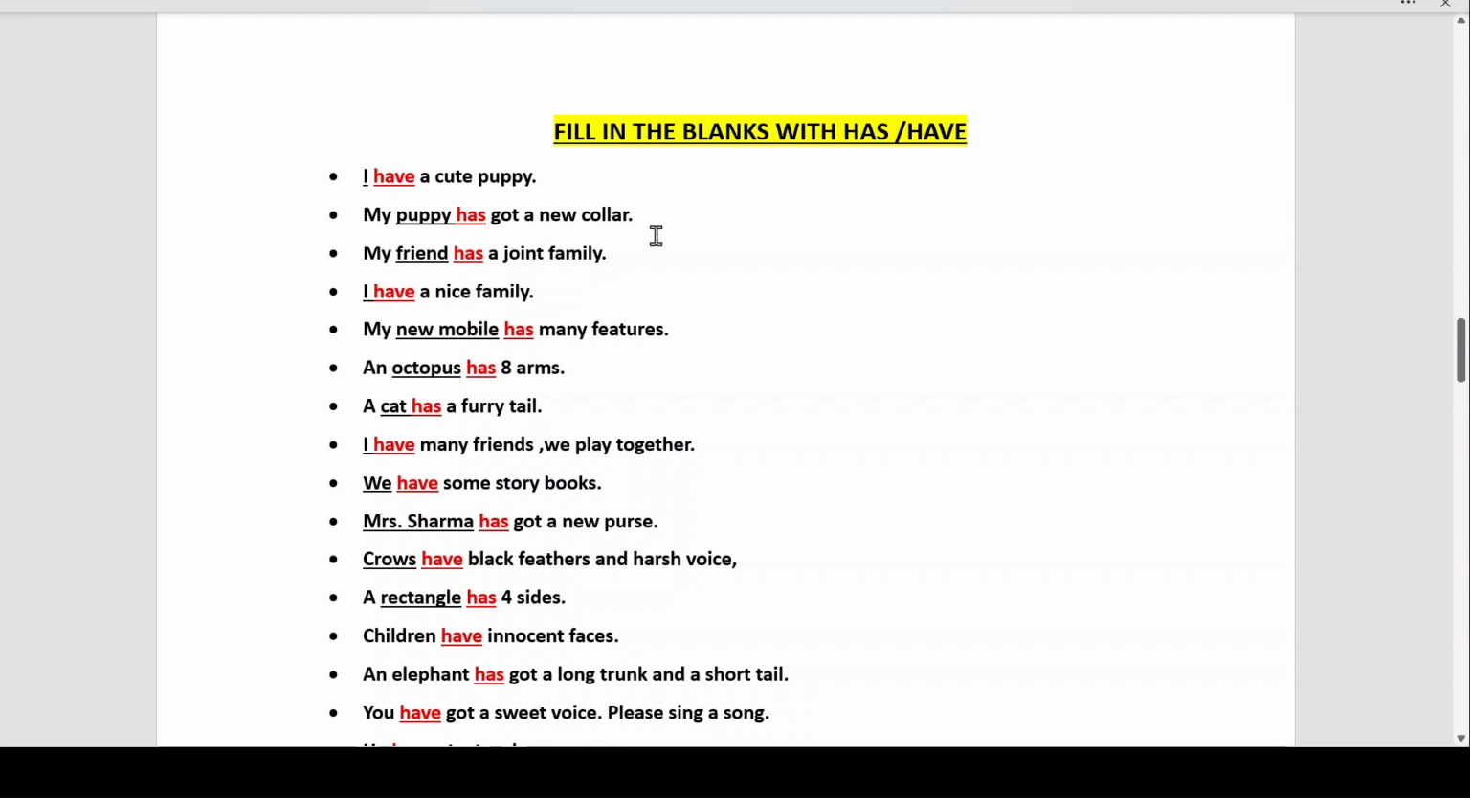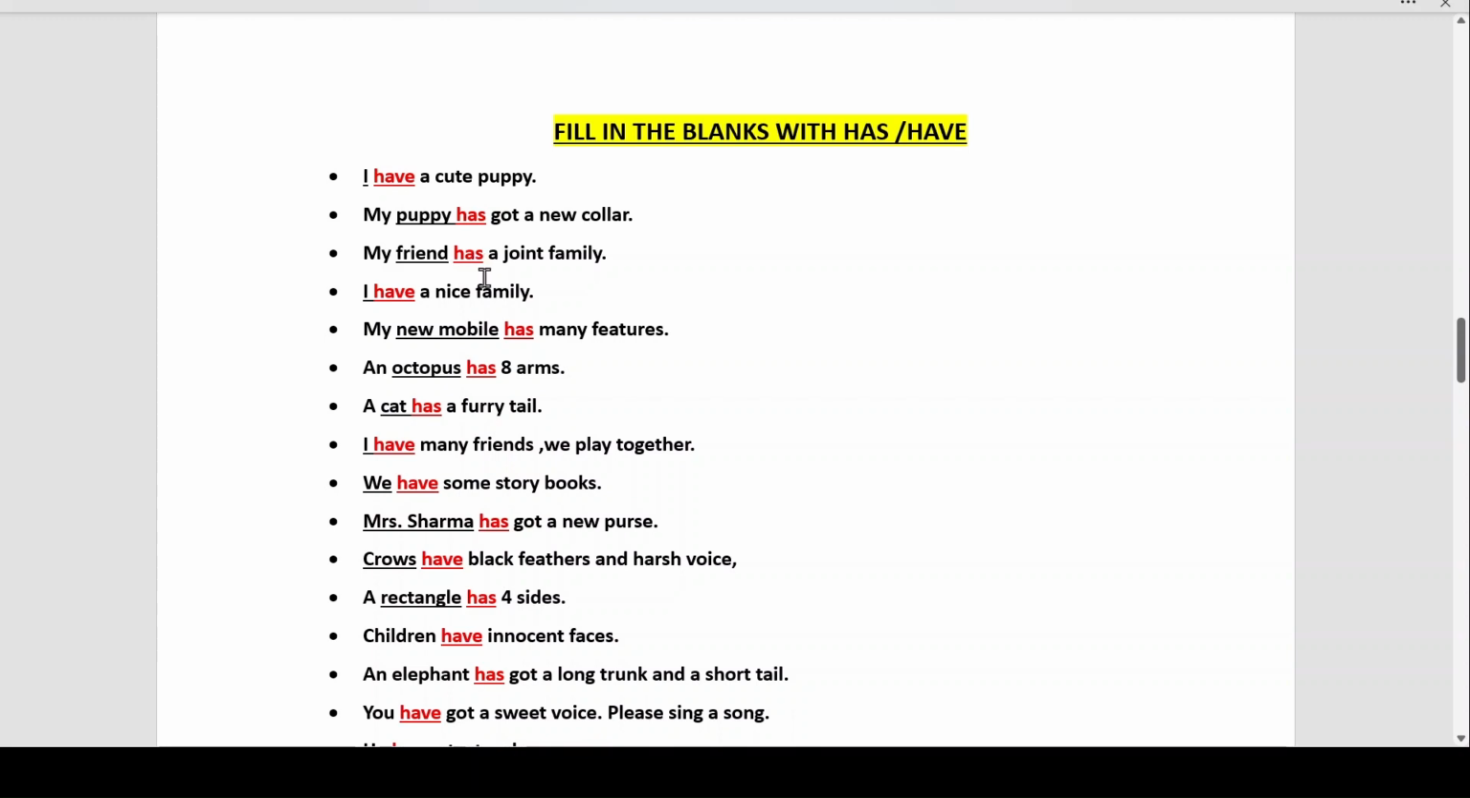My puppy has got a new collar. Now, why are we using has? Because our subject is singular and third person. I am telling you, I the first person, and I am telling you the second person about my puppy who is the third person. And what have we studied? Where do we use has? For third person singular. Therefore, my puppy has got a new collar.